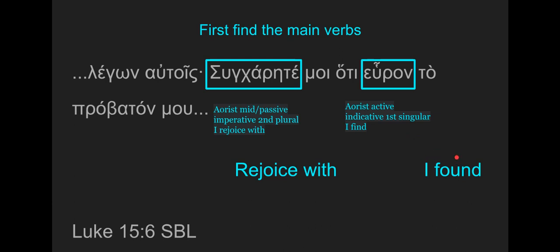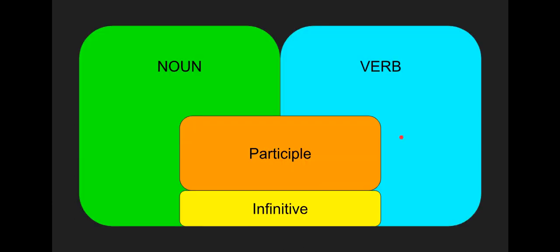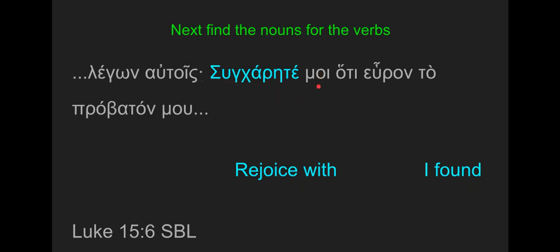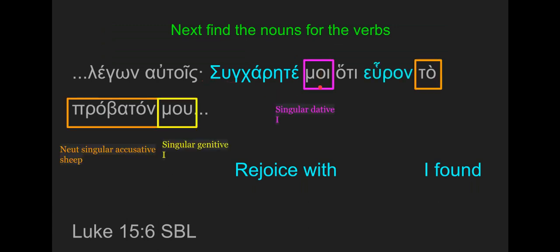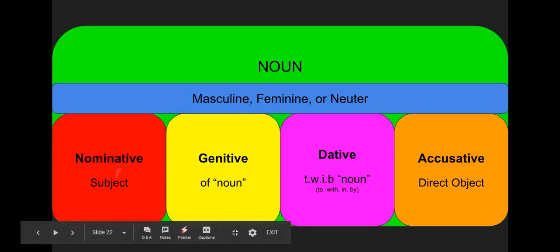So I found. After you know the verbs, find the nouns around them. So here are the nouns. You see things like dative, accusative, genitive. What do these mean? These are the different cases of nouns. The different cases determine its function in the sentence. If it's in the nominative case, it's the subject, the thing that does the action. If it's an accusative, it's the direct object, the thing that receives the action.